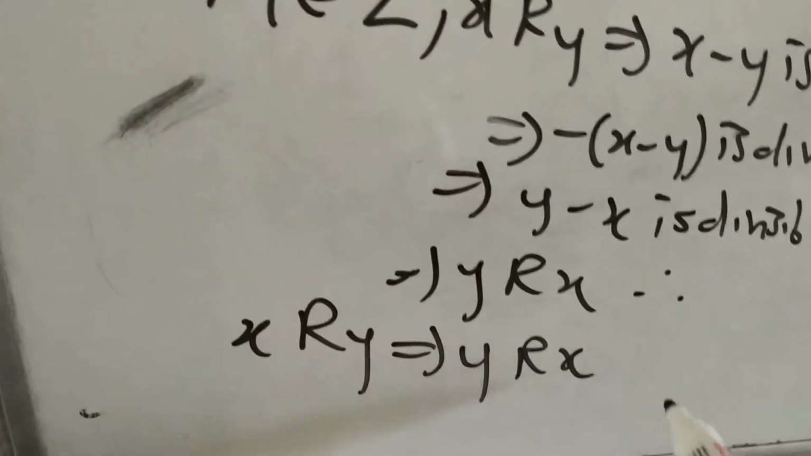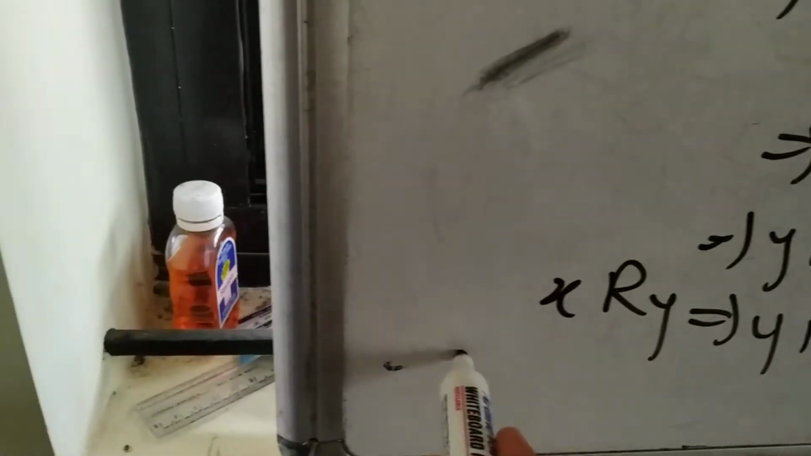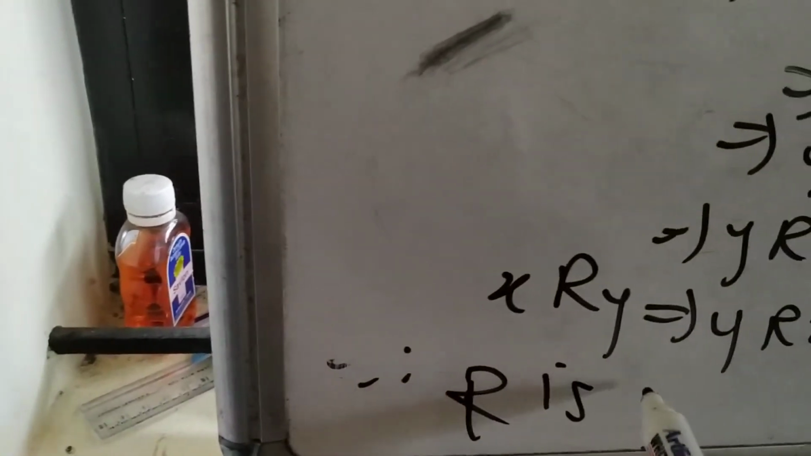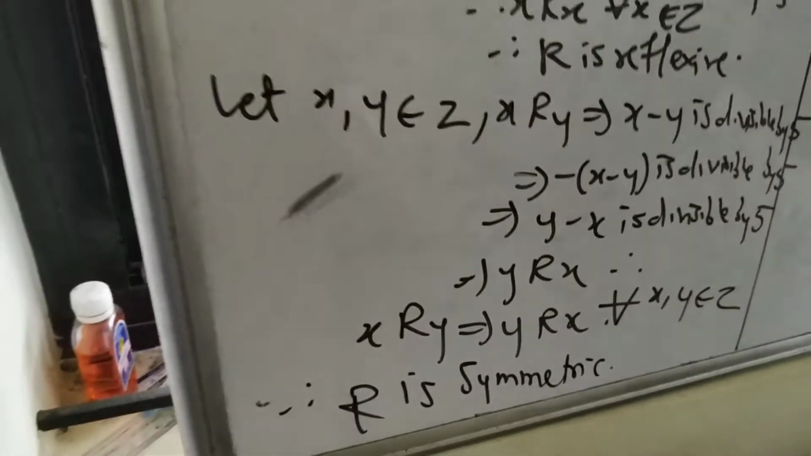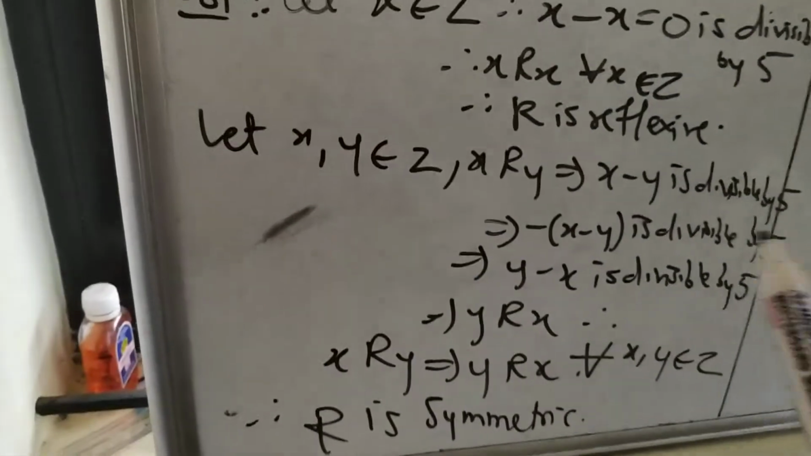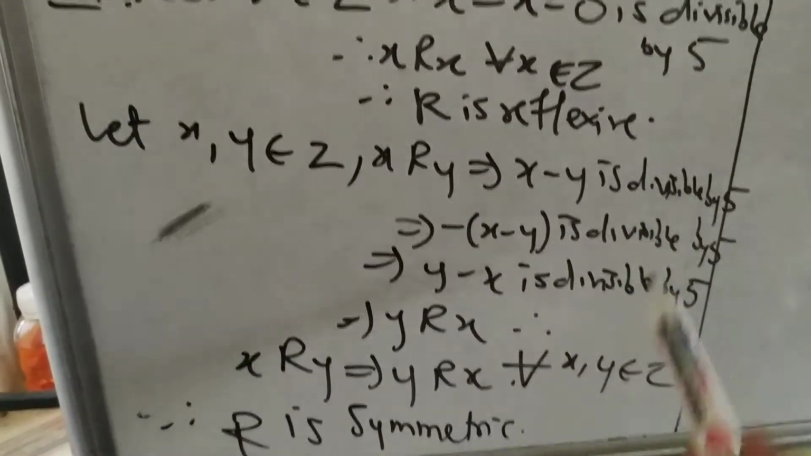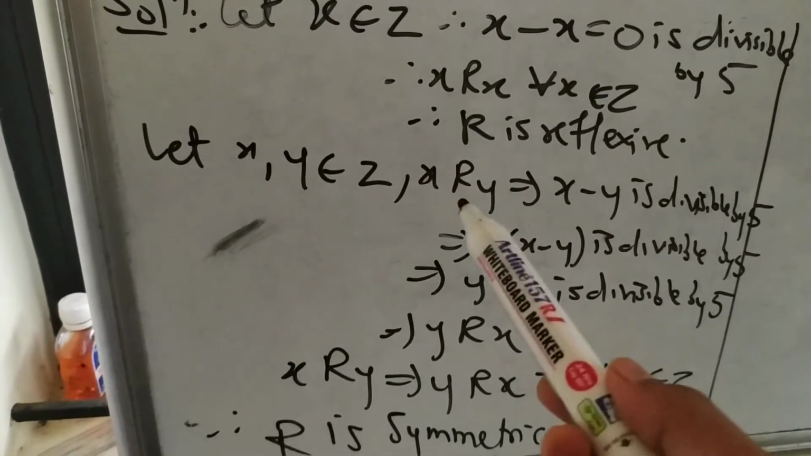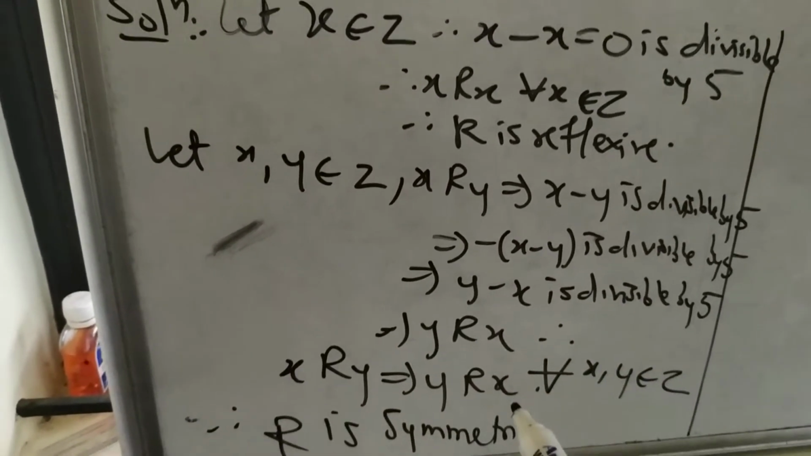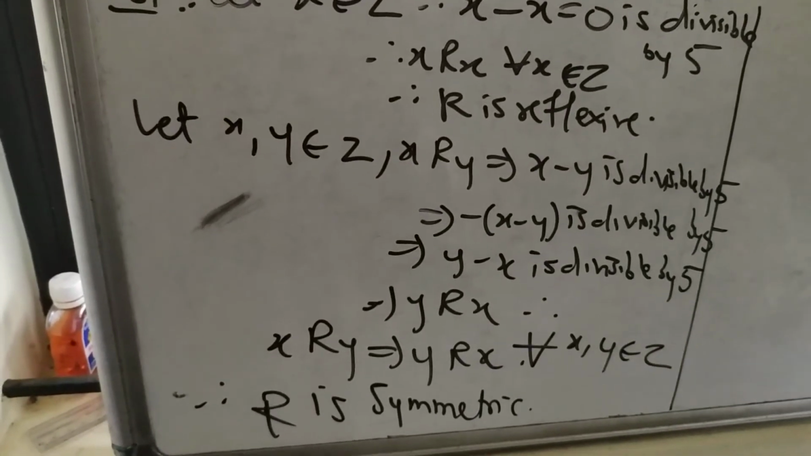So therefore we can say that x related to y implies y related to x for all x, y belongs to Z, and therefore R is symmetric. Okay, just remember here you have shown that x minus y is divisible by 5. Therefore minus of it is also divisible by 5, and therefore y minus x is divisible by 5. And you have shown x related to y implies y related to x for all x, y belongs to Z, and therefore R is symmetric.